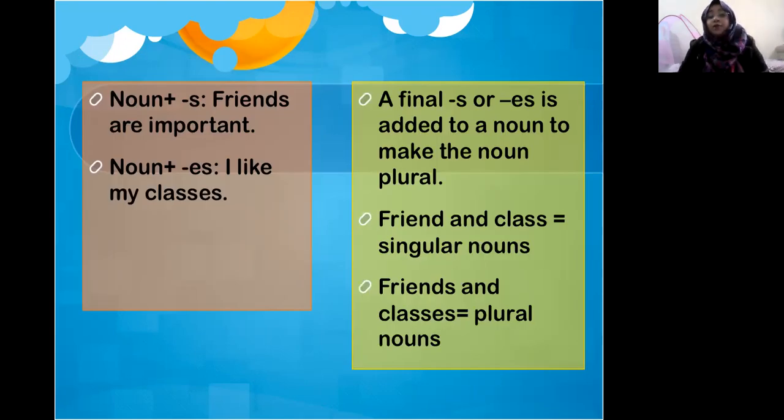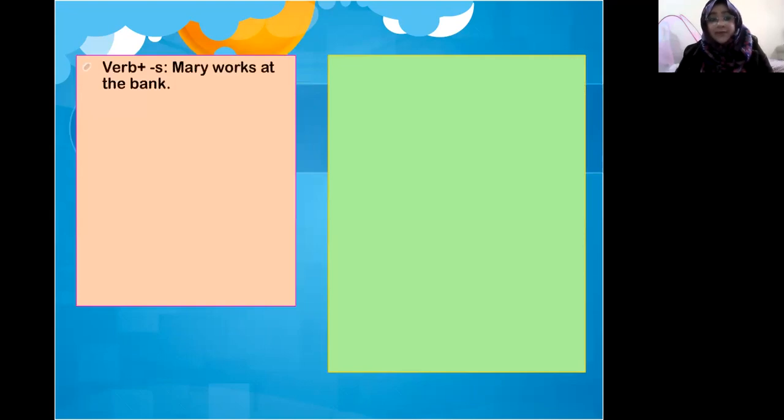But when we talk about verbs, it is just the opposite case. In a verb, when there is S or ES, we call it a singular verb. And if there is no S or ES, we call it a plural verb. Now, why does it happen?